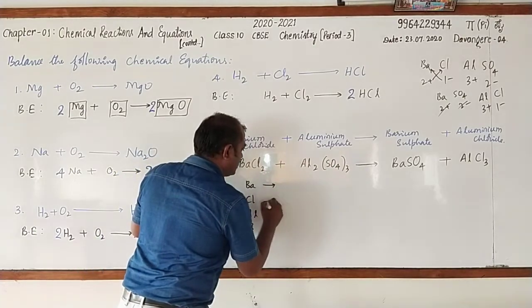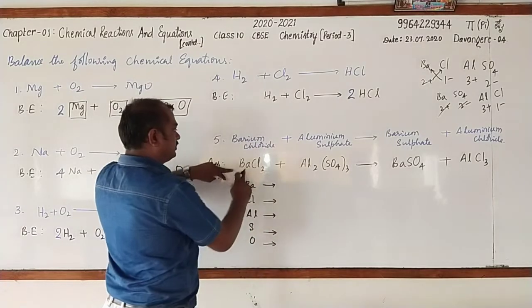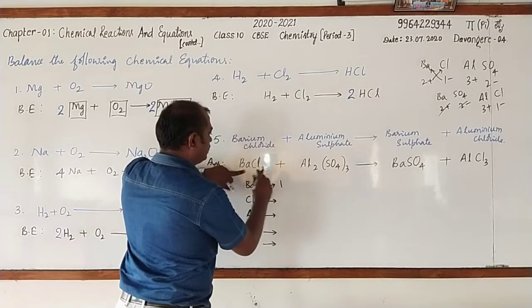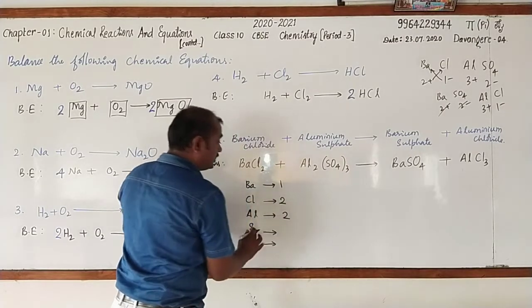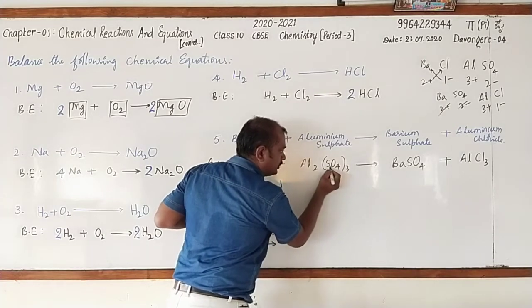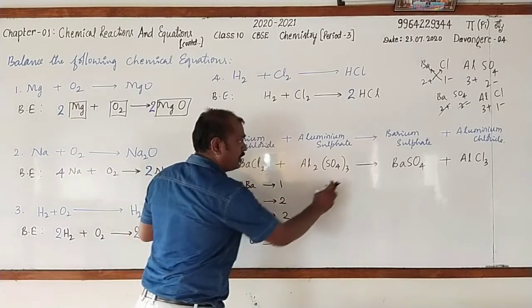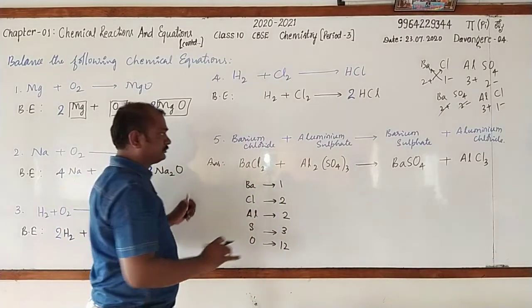Next, I'll write the number of atoms of each element on reactant side. Barium 1, chlorine 2, aluminium 2, sulfur. It's important. This 3 should be multiplied here. 3 ones are 3. Oxygen 3 fours are 12. Hope that you have understood.